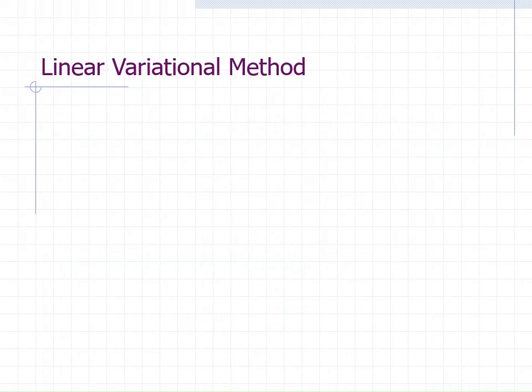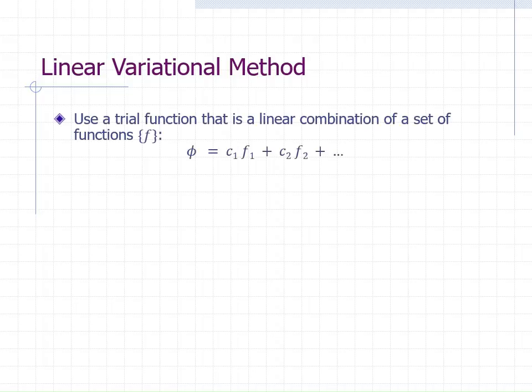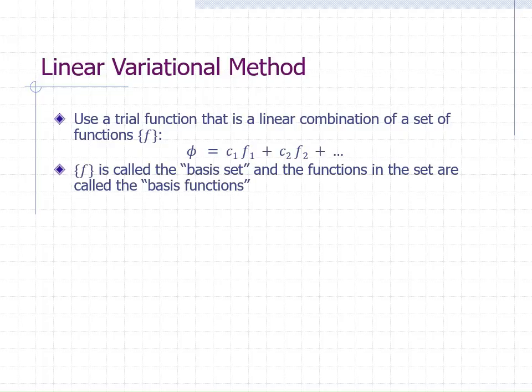Now we introduce the linear variational method. In this approach, we use a trial function that is written as a linear combination of a set of functions. So, our trial function phi is expressed as c sub 1 times function f sub 1 plus c sub 2 times function f sub 2, and so on. The set of functions f sub 1, f sub 2, and so on is called the basis set, and the individual functions in the set are called basis functions.